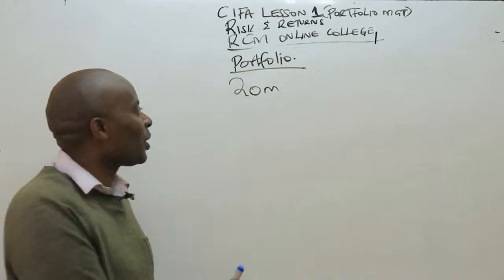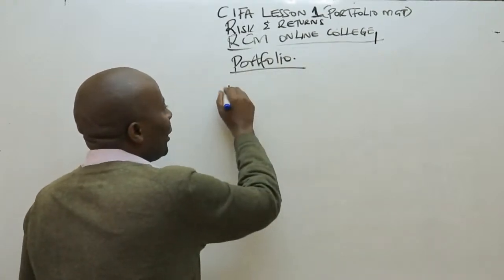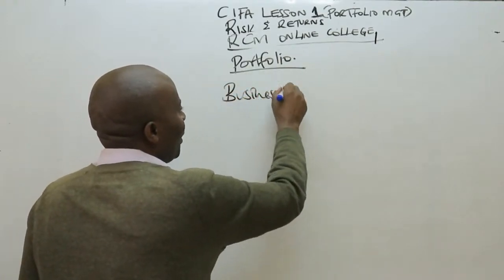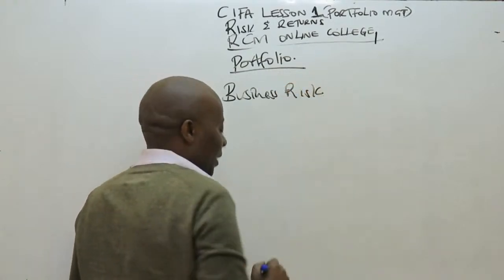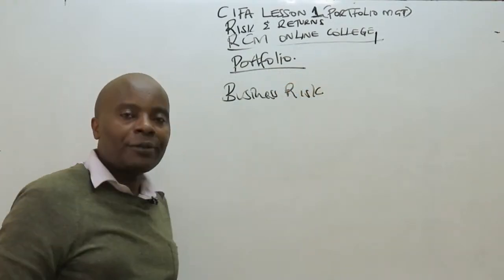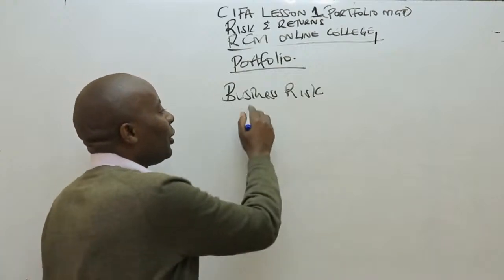Most importantly for this lesson, you're supposed to know that business risk has two components. Business risk has got two components: we have what we call the systematic risk.